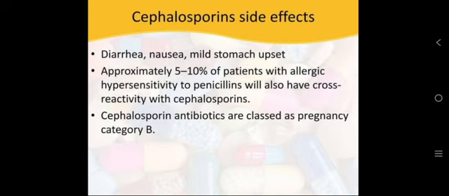Cephalosporin side effects: nausea, vomiting, and mild stomach upset. Approximately 5 to 10% of patients with allergic hypersensitivity to penicillin will also have cross reactivity with cephalosporins. Cephalosporin antibiotics are classed as pregnancy category B.